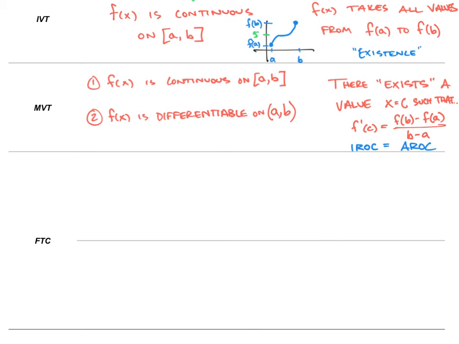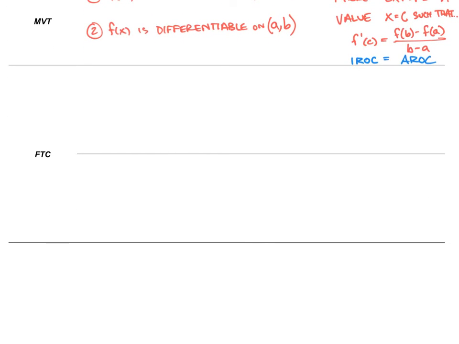Let's now move on to the granddaddy of all calculus theorems, and that is FTC. FTC is so important, it has two parts. For part one, only one thing's required. The function f of x is continuous on the closed interval from a to b. And what is FTC part one? Well, it's how we evaluate a definite integral.